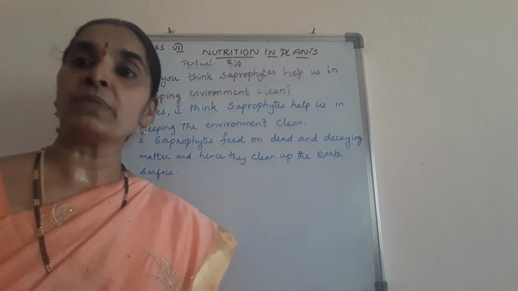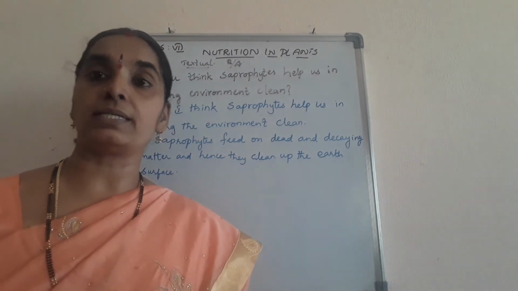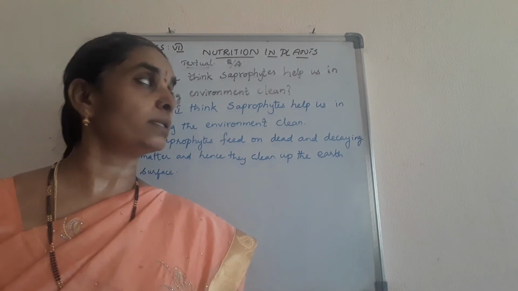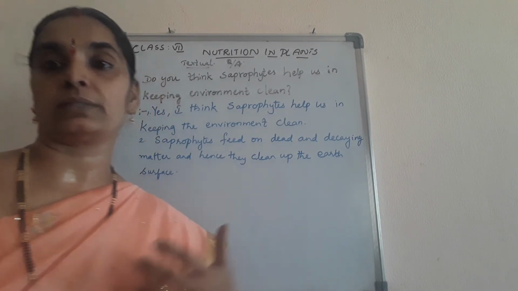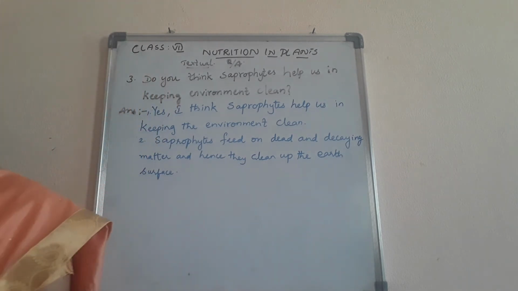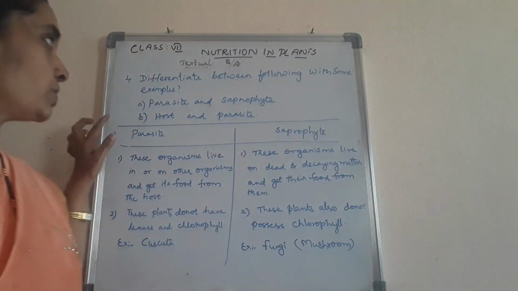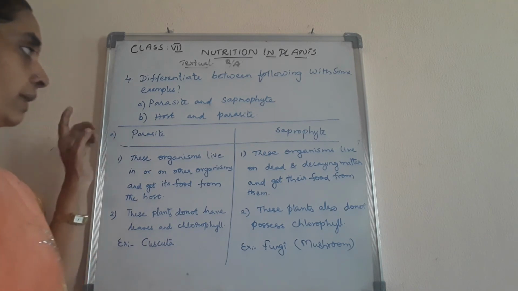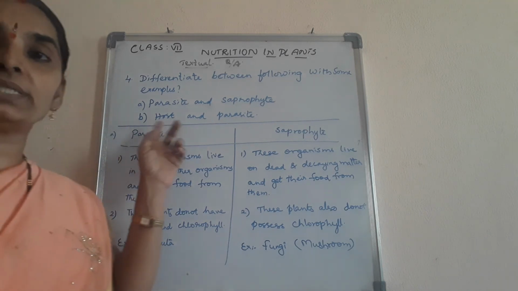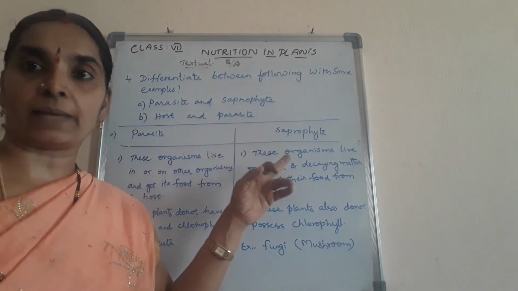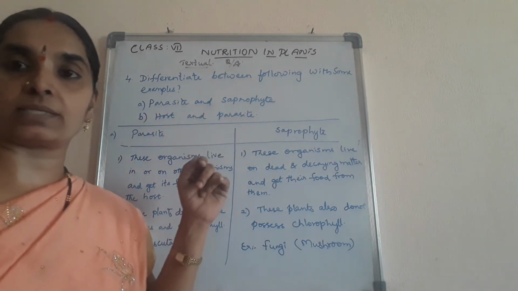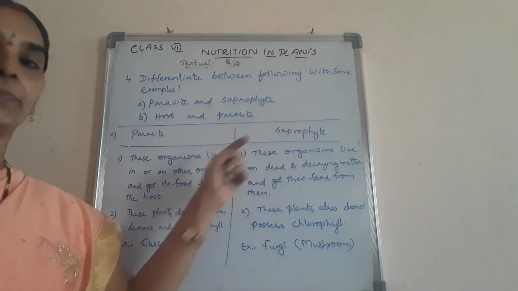Next we move to the differences between the parasites, saprophytes and also the symbionts, everything. Okay, write it down. The third question, next one. Here we have completed the third question. Now the differences part: parasite and saprophyte, and host and parasite. We take first parasite and saprophyte.